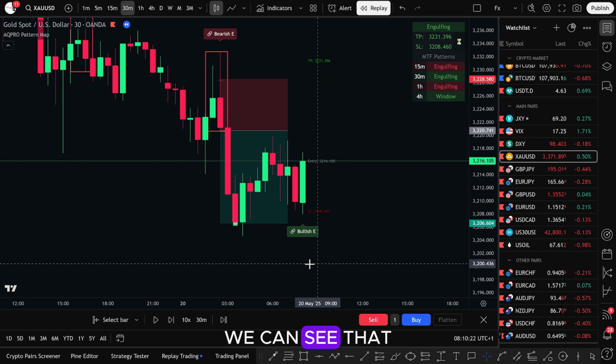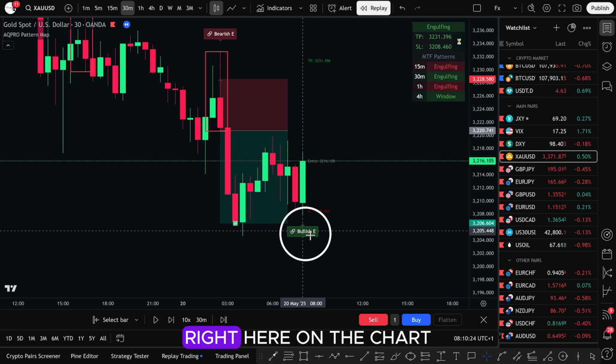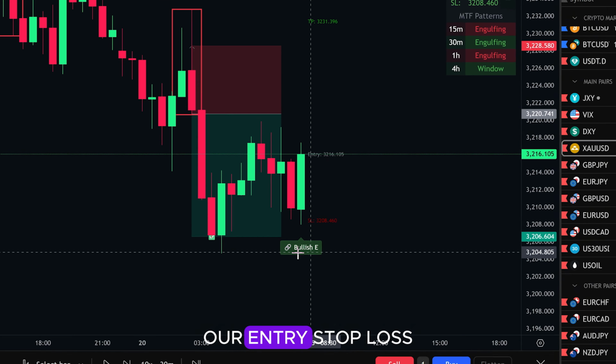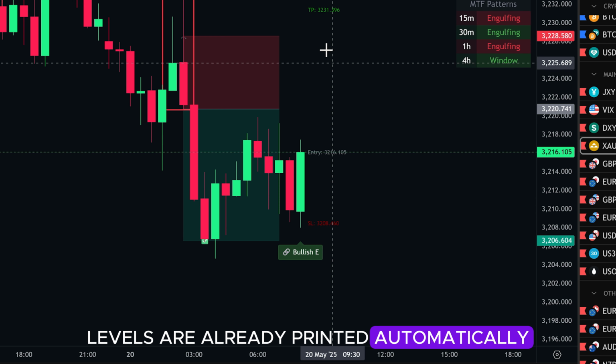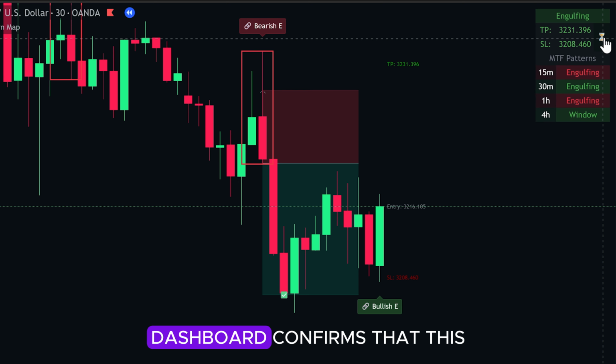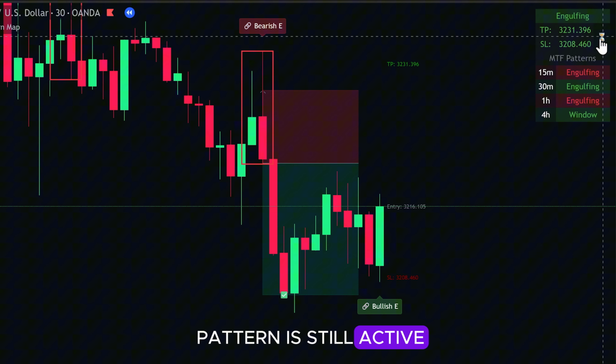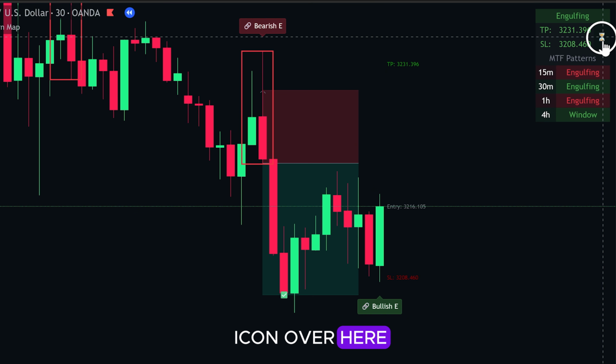At this point, we can see that a bullish pattern has just appeared right here on the chart. Our entry, stop loss, and take profit levels are already printed automatically. The main dashboard confirms that this pattern is still active, as shown by this icon over here.